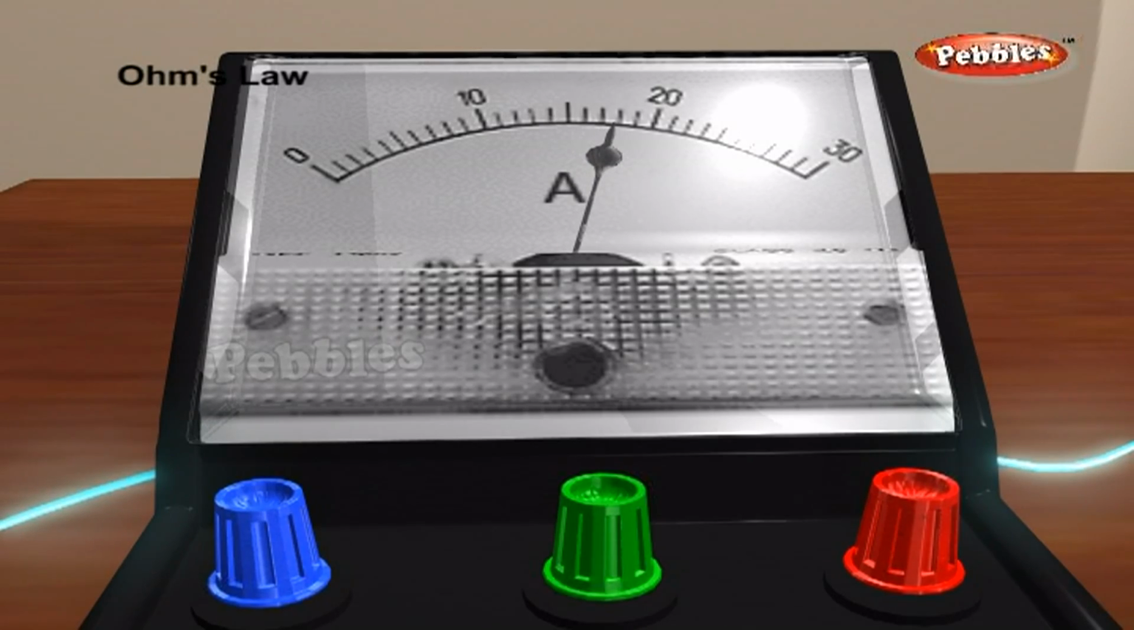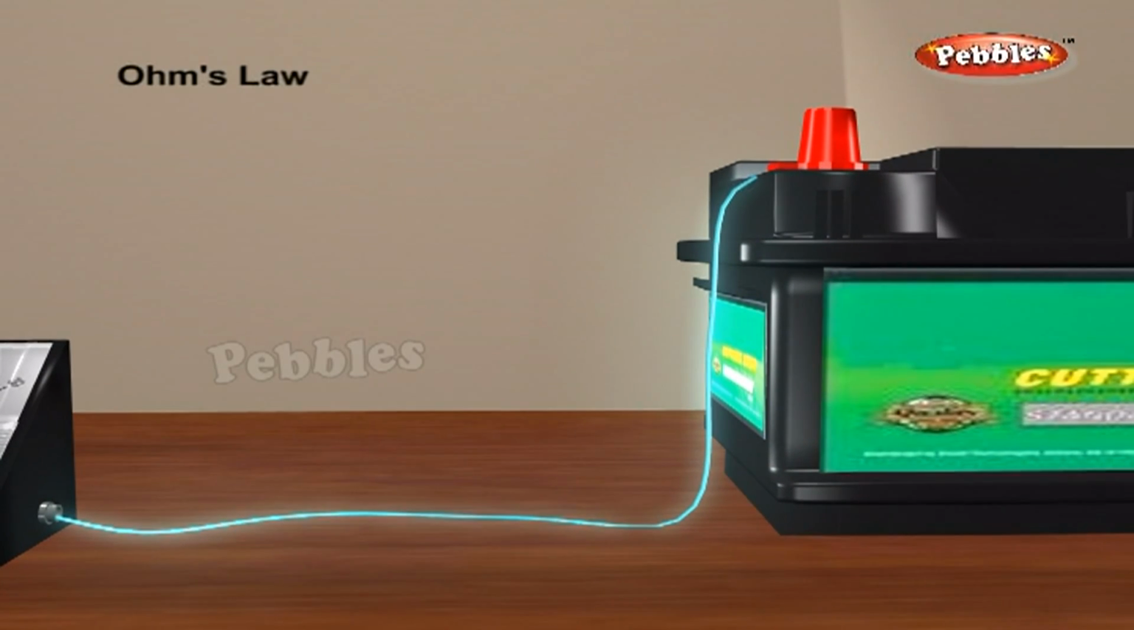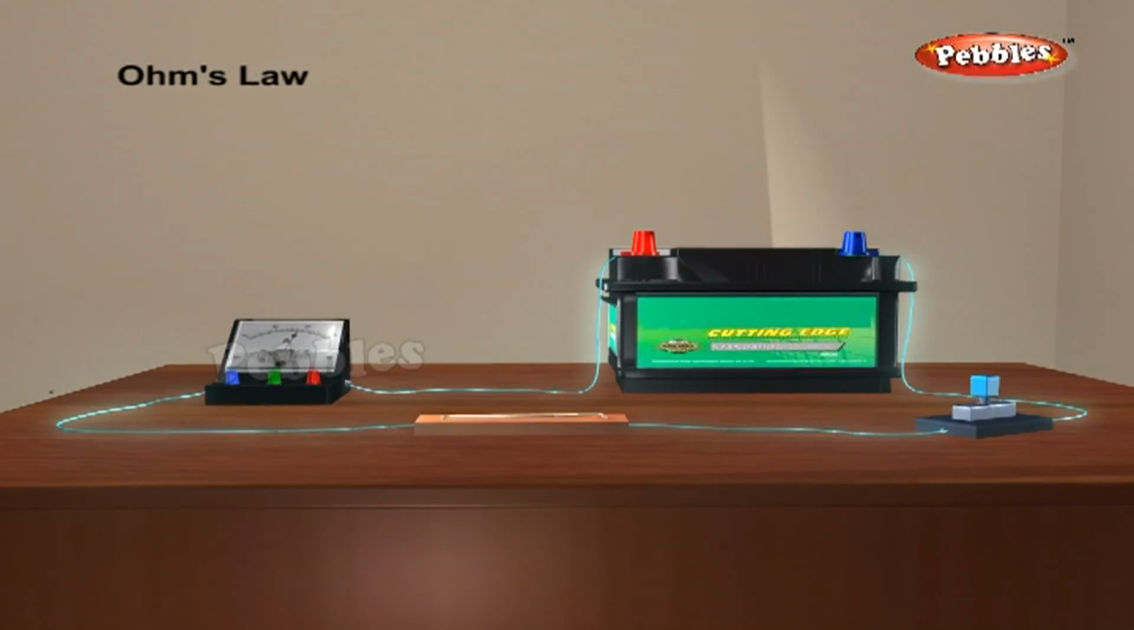Note down the ammeter reading. Take out the key from the plug. Note: always take out the key from the plug after measuring the current through the circuit.